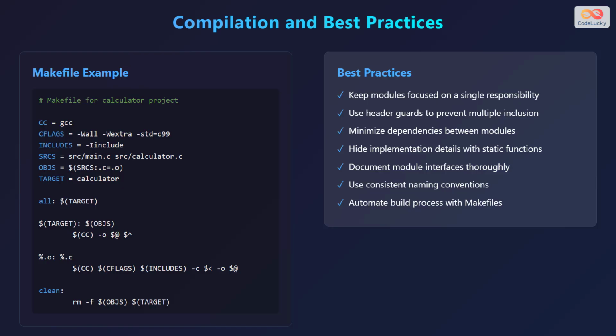Then there are some best practices to follow. Keep modules focused on a single responsibility. Use header guards to prevent multiple inclusion. Minimize dependencies between modules. Hide implementation details with static functions. Document module interfaces thoroughly. Use consistent naming conventions and automate build process with makefiles.